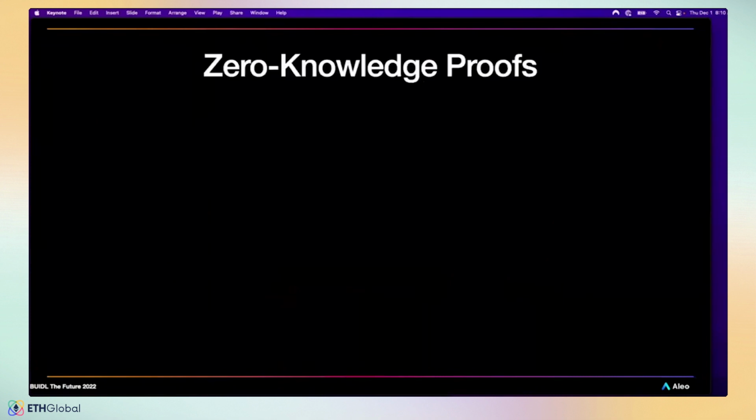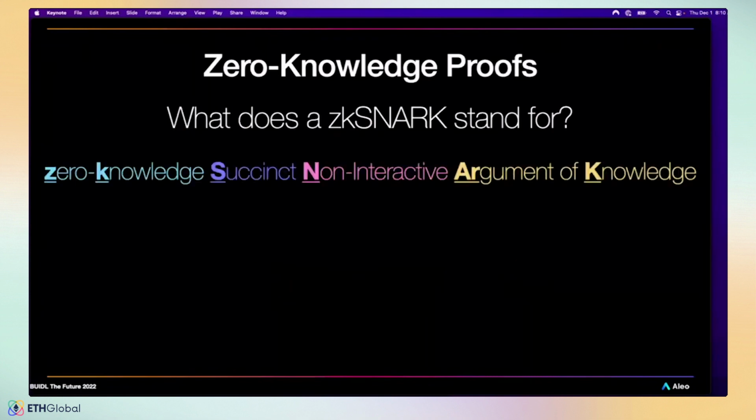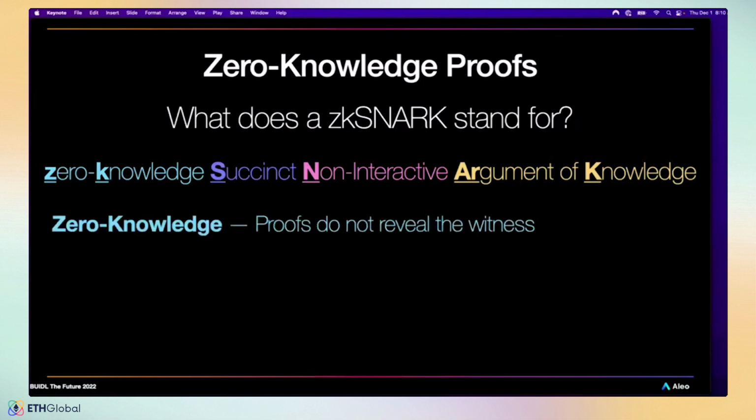Now, there's a special type of zero-knowledge proof called a ZK snark. And a ZK snark is a zero-knowledge, succinct, non-interactive argument of knowledge. And let's break that down a bit. So a ZK snark is a proof that is zero-knowledge, which means that the proof does not reveal anything about the private inputs that were used to construct that proof.